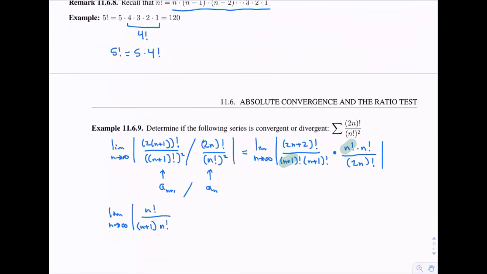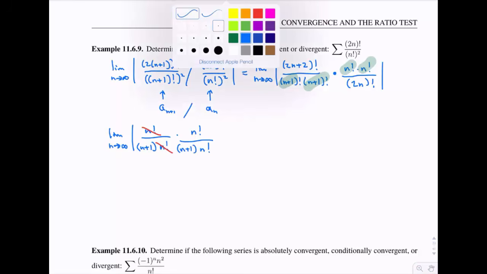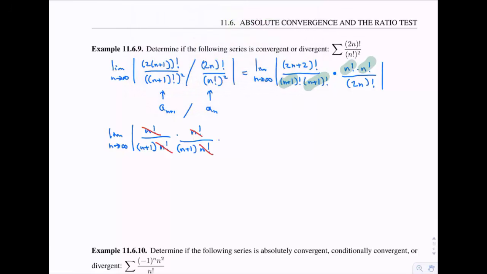Why would I want to do such a thing, right? This is definitely related to the example up here: 5 factorial is equal to 5 times 4 factorial. Why would I want to do this? Well, it's because I can now cancel my n factorials. So you can see that this is the same thing as just 1 over n plus 1. We can pull off the same trick with the other n factorial and (n plus 1) factorial. So let's cancel this stuff out. And again, I have another 1 over n plus 1.